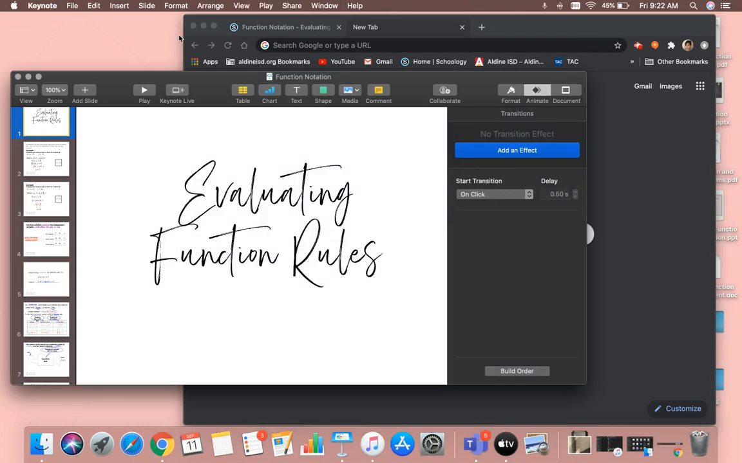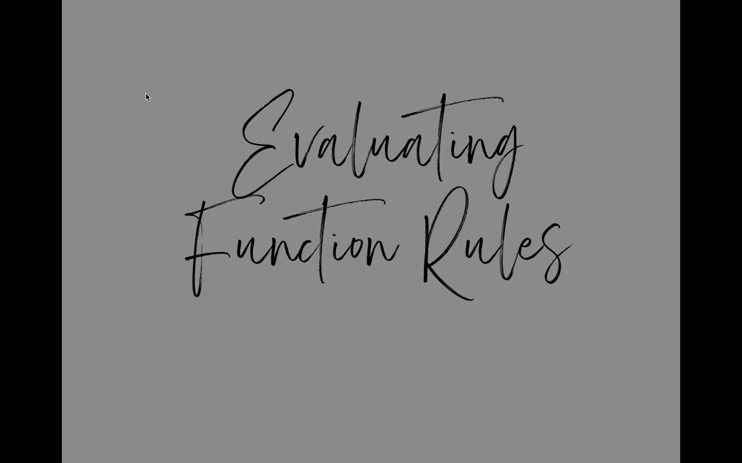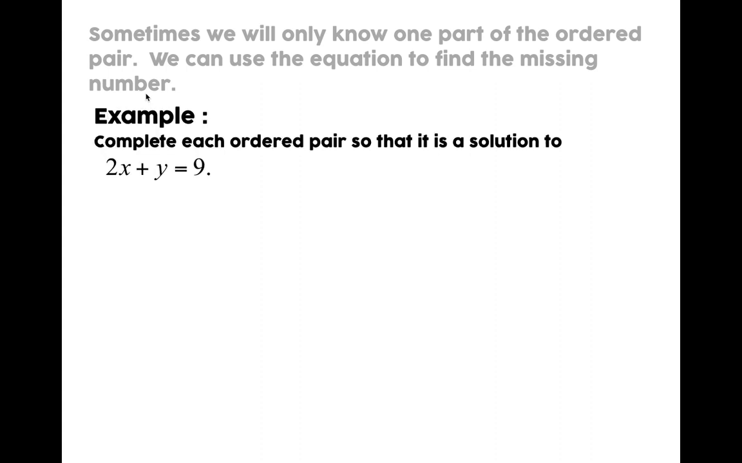Hello guys, today we are going to talk about evaluating from a function rule. Sometimes we will only know one part of an ordered pair, but we can use an equation to find a missing number. An example, we are given this equation and we have partial of an ordered pair.